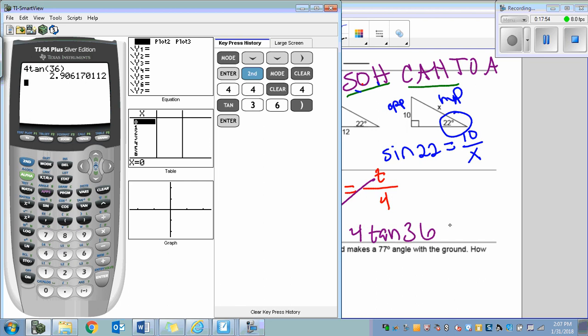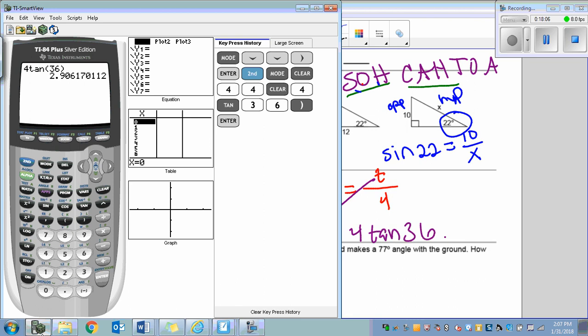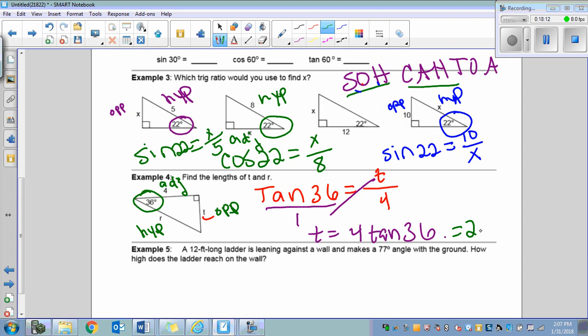Now, this one, I have to round it then. I can't do anything else. It's not a 30, 60, 90, or 45, 45, 90, so I'm not going to be expected to know that. I'm just going to write down what the calculator says, maybe to like 2 or 3 decimals. It looks like it's about 2.91, right? 2.91.